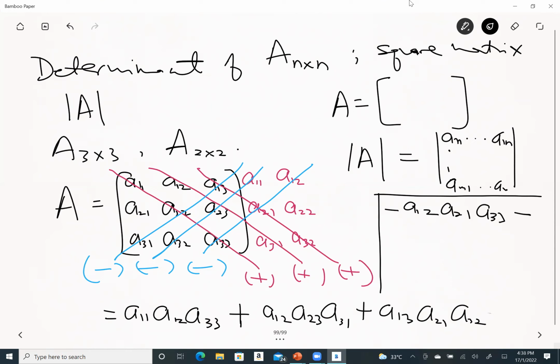The determinant is a number. It's not an absolute value, it's just a number. The determinant of A is a number. It can be positive, it can be negative, it can also be 0. That is the determinant of A.